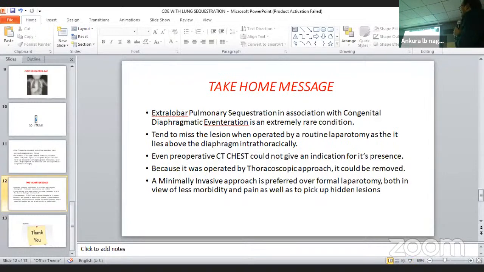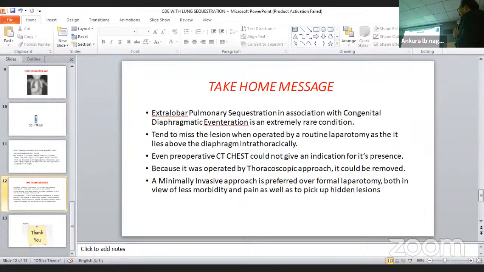And the take-home message: extralobar pulmonary sequestration is associated with congenital diaphragmatic hernia, and diaphragmatic eventration is an extremely rare condition. One tends to miss the lesion when operated by routine laparotomy, as it lies above the diaphragm intrathoracically. Even a pre-operative CT chest could not give an indication of its presence.